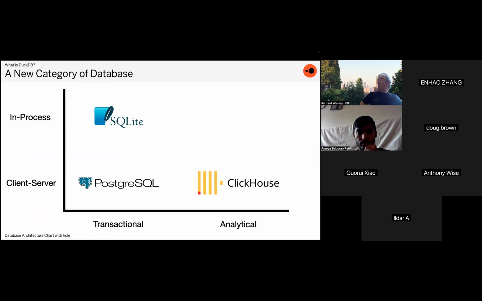But there was also this category of in-process databases, which were exemplified by SQLite. And I don't know if you know this, but SQLite is probably the most installed database on the planet. It's in everything. It's in your phone. It's in airplanes. It's really quite spectacular. But there was this hole here for doing analytic processing in process. And that is where DuckDB fits into the world.